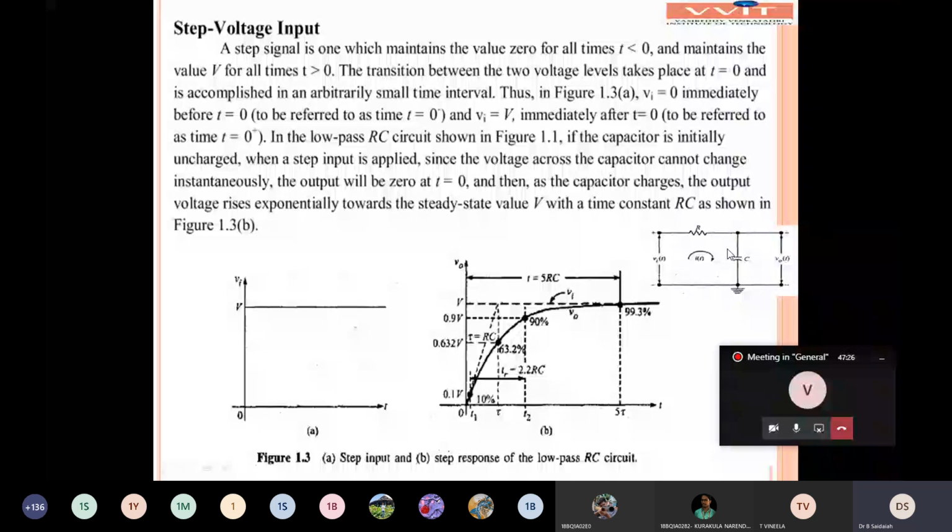It will take the voltage slowly, charging exponentially. Similarly, discharging also happens exponentially. So at t equal to 0, we applied an input voltage of V volts, the step voltage.